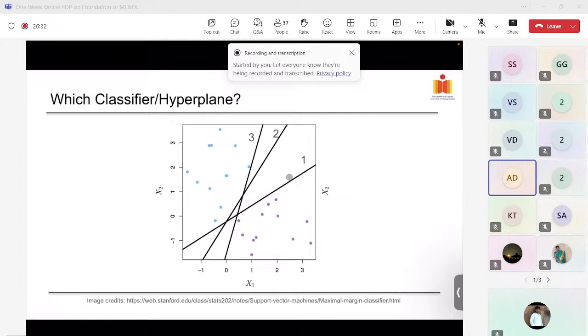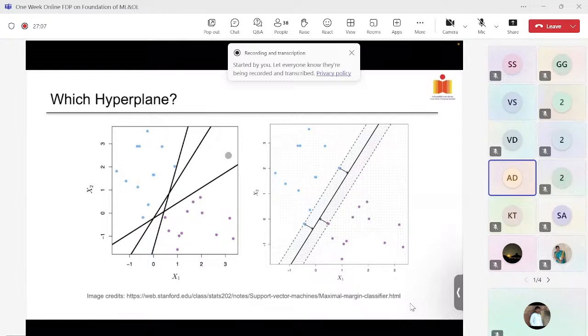All of them are able to classify these two classes correctly. But which one would you pick? Which one does your intuition say is the correct one? All of them will give the same accuracy during training time, but which one would you go for in the final? Classifier number one, classifier number two, or classifier number three? Any guesses? Please unmute. Three? Okay, any other guesses? Okay, so two is the correct answer.